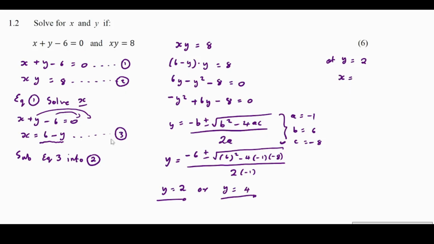Where y is equal to 2, using this equation that we have, where I see y, I'm going to replace it by 2 so that I can get the value of x. So this is going to be 6 minus 2, which makes my x equal to 4. So this is the first value of x. And then for the second value, at y equal to positive 4, what is the value of x? I'm going to use the same equation. I'm going to have 6 minus 4, making the value of x equal to 2.